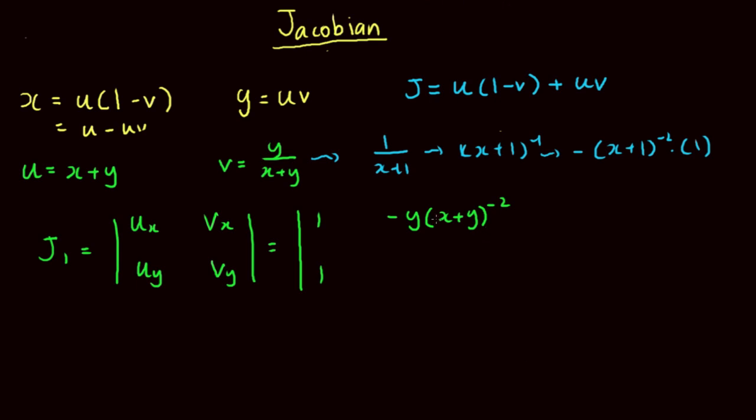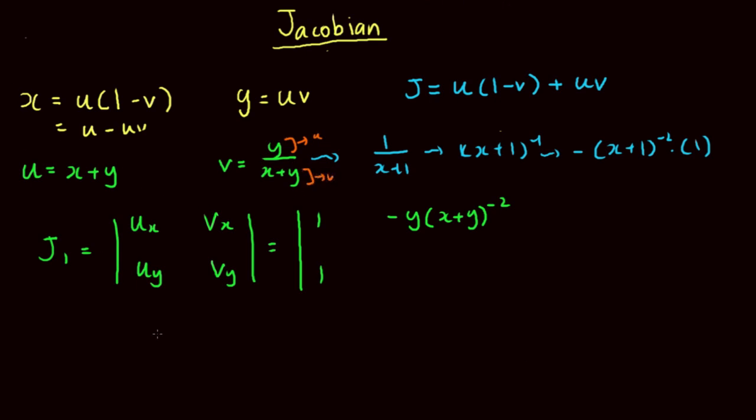Okay, and for Vy, I have to do a bit of quotient rule actually. So if I'm going to do quotient rule, let me write it in orange. If I take this as my u and v, these u and v are different, by the way. These are not the Jacobian ones, so don't be confused. This is for the quotient rule only.